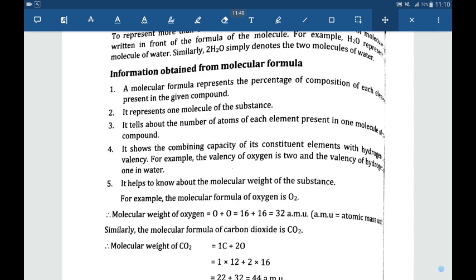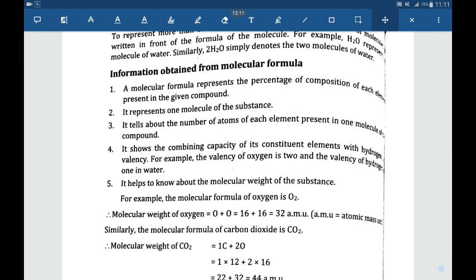There are two types of molecular formula: molecular formula of an element and molecular formula of a compound. Okay. So, how to know whether it is an element or a compound? If there is a single or the same type of atoms, that is an element; different types of atoms, that is a compound.